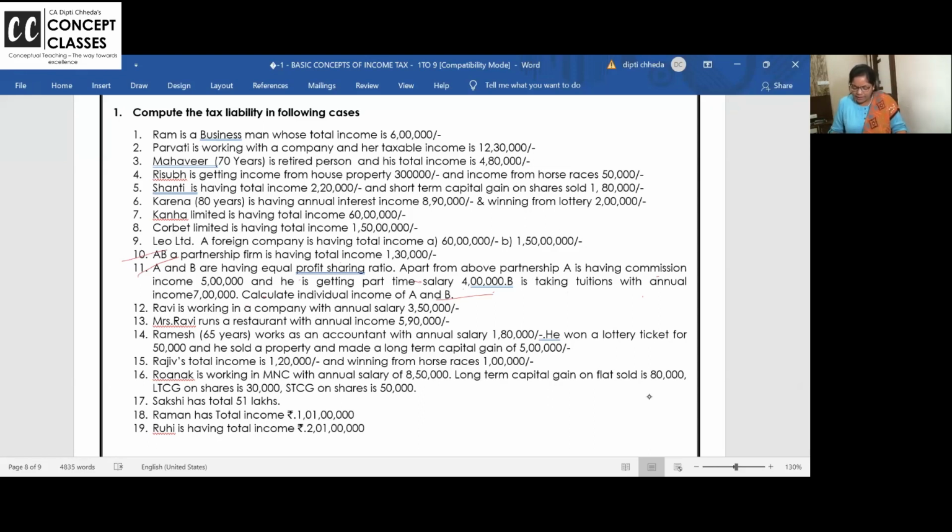कहाँ थे हम? हाँ, 11th का B part. B is taking tuition with annual income 7 lakh. Calculate the income of A and B, और यहाँ नहीं लिखा है, but calculate the tax also. B को कितनी इनकम आ रही है ट्यूशन से? 7 लाख. और फर्म से भी इनकम आ रही है which is exempt. So can you calculate the tax for B and tell me? Your time starts now.